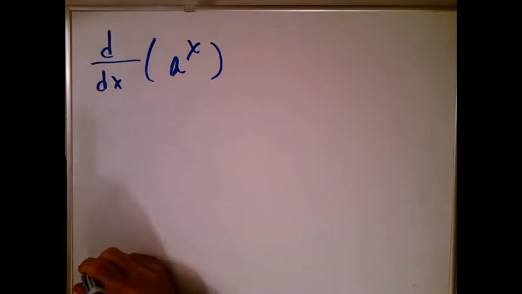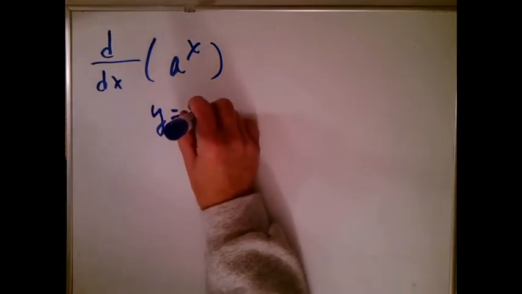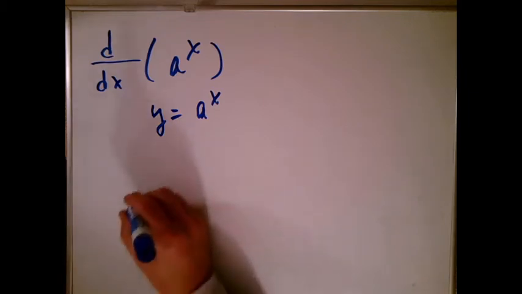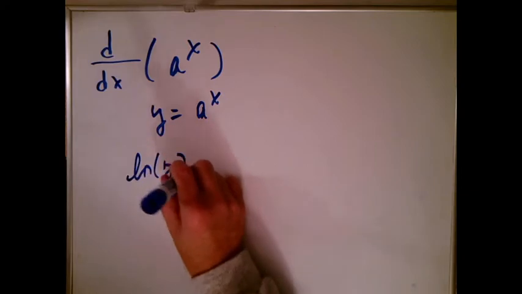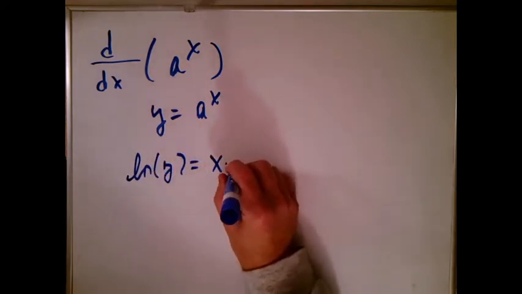Now, there are many different ways of doing this. I'm going to do the technique where we write down y equals a to the x, and then we have to find y prime. That's the goal. Now, the problem with this is that stupid x is up in the exponent. Well, we can get that x down by taking the ln of both sides. So I get the ln of y equals, I'm going to bring the x down. This is x times the ln of a.